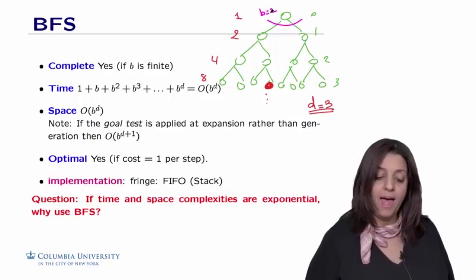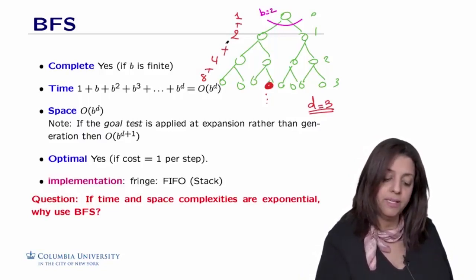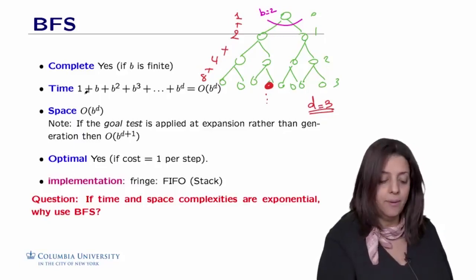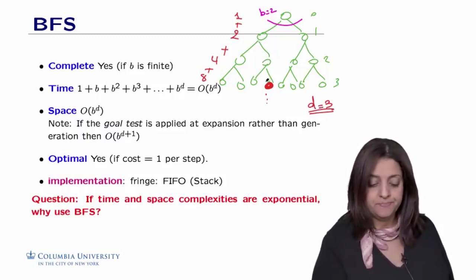So if we do the math, it's going to be 1 plus 2 plus 4 plus 8. This is going to be the time complexity. The number of nodes being expanded is 1 plus b plus b squared plus b cubed, up to b to the d, where d is the depth of the solution. So this would be the solution.